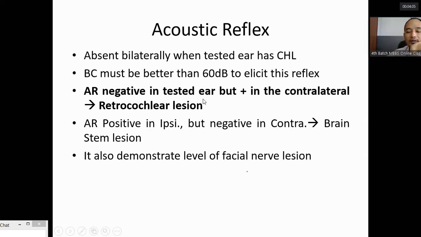indicates a retrocochlear lesion. The reflex arc is negative when there is a retrocochlear lesion; it does not pass to the reflex. The reflex is present in the contralateral ear, and if the acoustic reflex is present in the ipsilateral ear, the test ear, but negative in the contralateral ear, then it indicates a brainstem lesion. And since the facial nerve is also included in the pathway of this reflex, we can also test the function of the facial nerve through this acoustic reflex test.